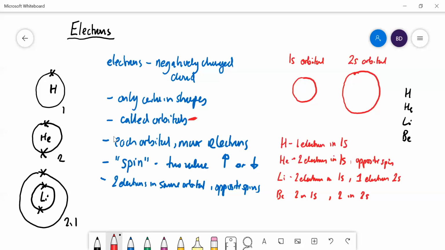Now, how would we write that in shorthand? The shorthand we used to use was 1, 2, 2, 1. Well, we write this down as 1s1 to show there's 1 electron there. For helium we write 1s2 to show there are 2 electrons in the 1s orbital. Then for lithium we write 1s2, 2s1, and for beryllium we write 1s2, 2s2. That's how the electrons are arranged in the first 4 elements of the periodic table. After that, it gets a little bit more complicated, and we'll cover that in the next video.